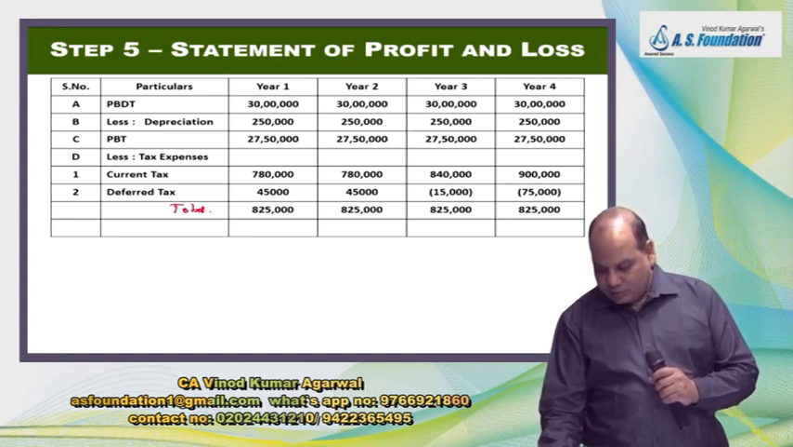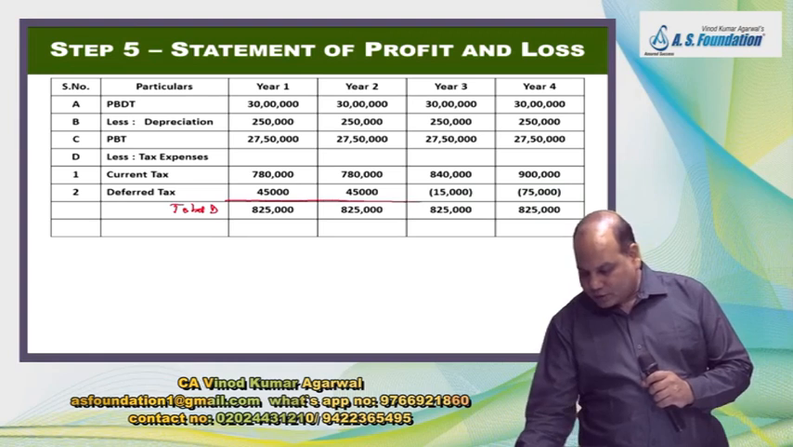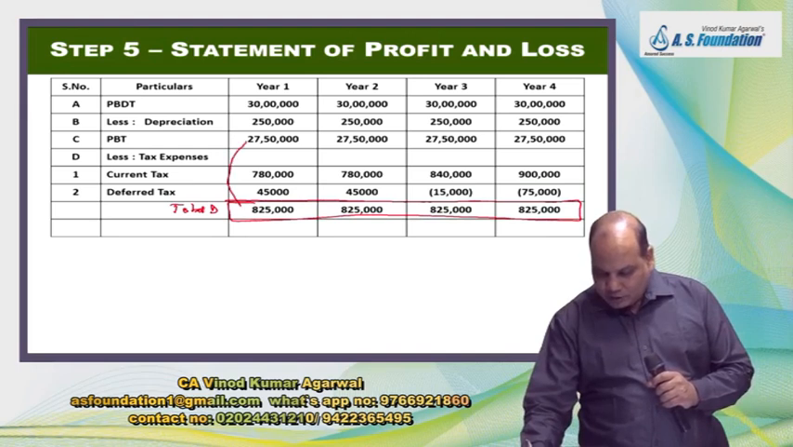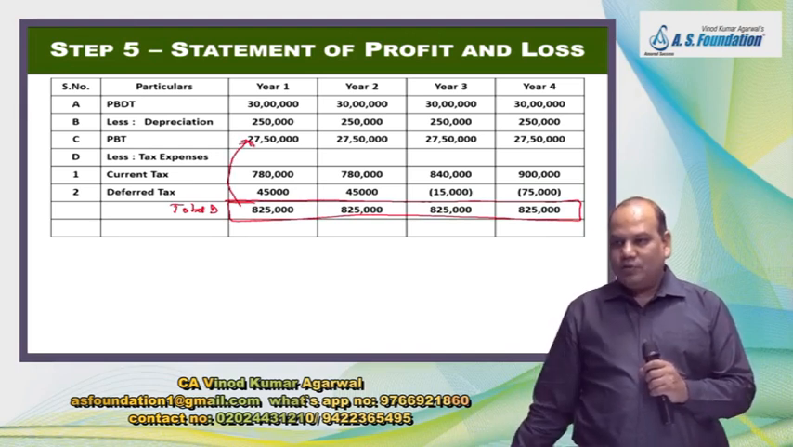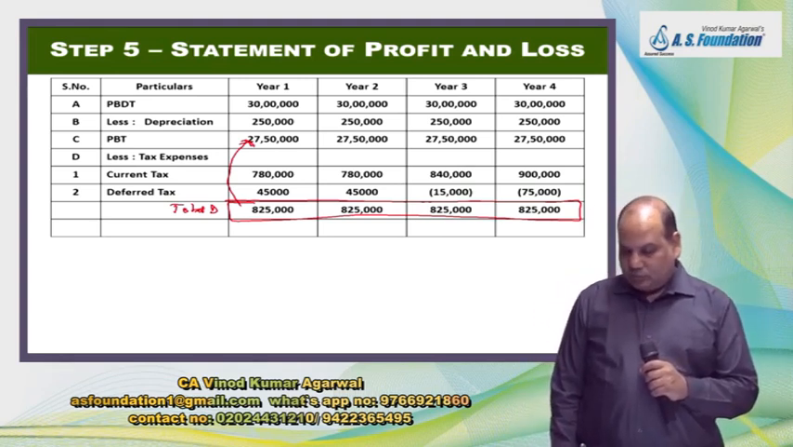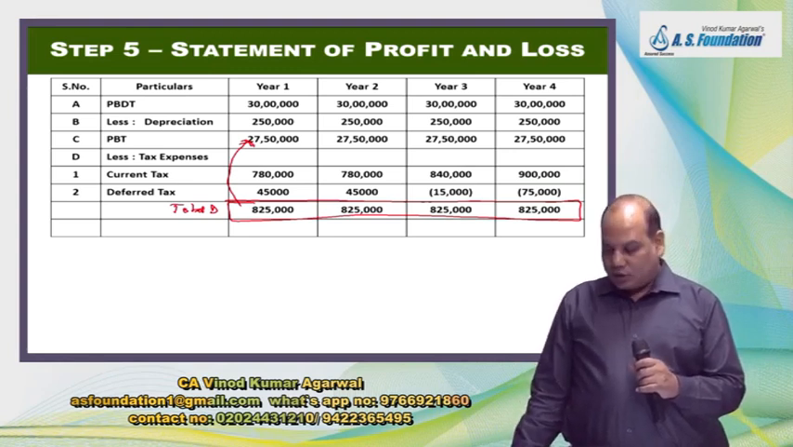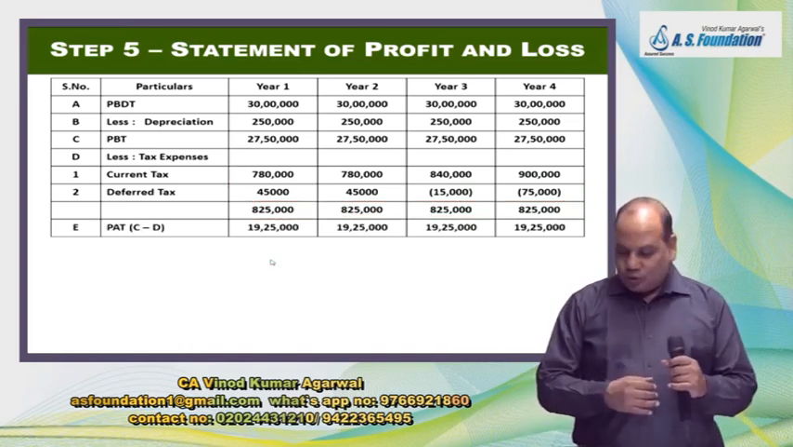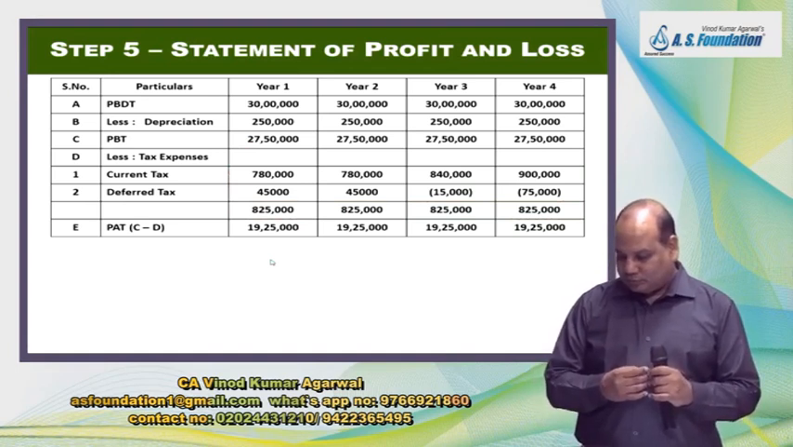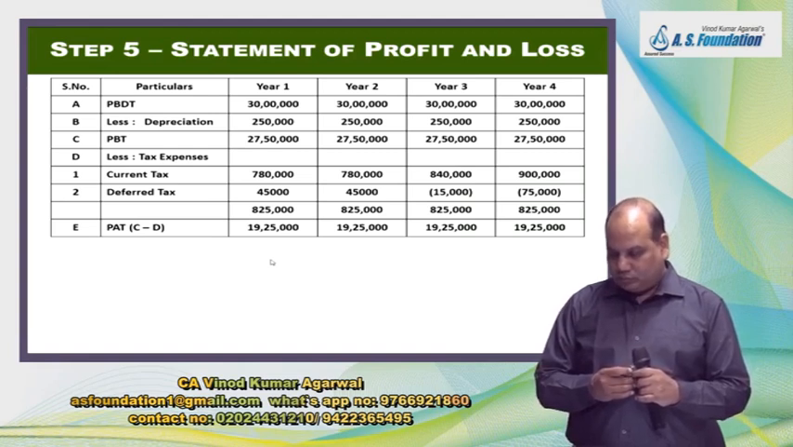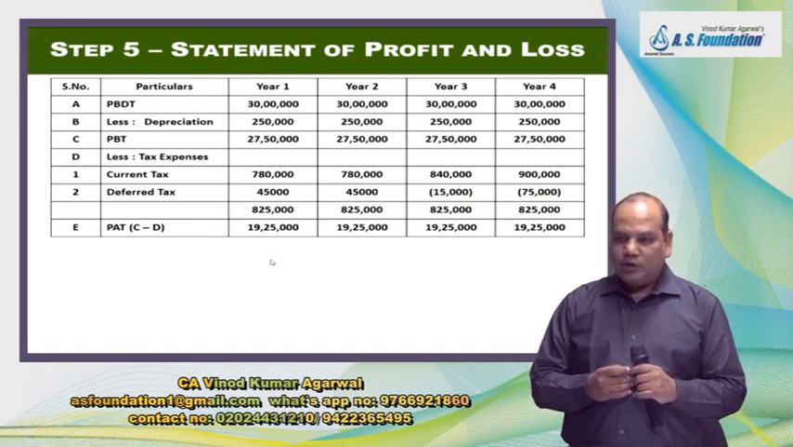In all the years, your total tax expense is exactly equal, and it is exactly equal to 30% of the PBT figure. Can you notice that? 30% of PBT figure. So that is why the standard is there, so that if your PBTs are equal, your PAT should also be equal, almost equal. It should not vary too much. So it will be 19,25,000.